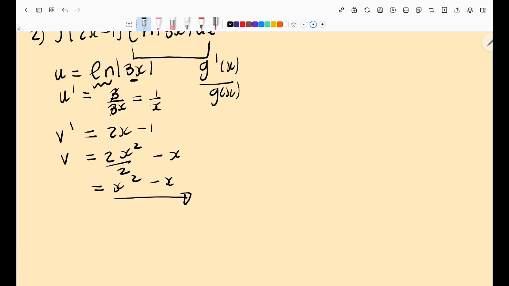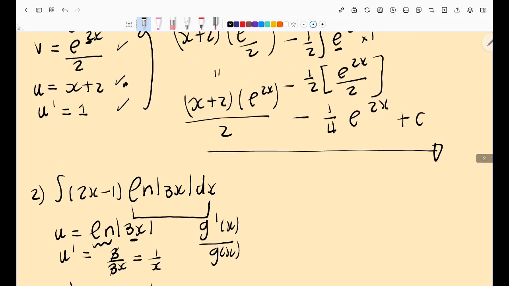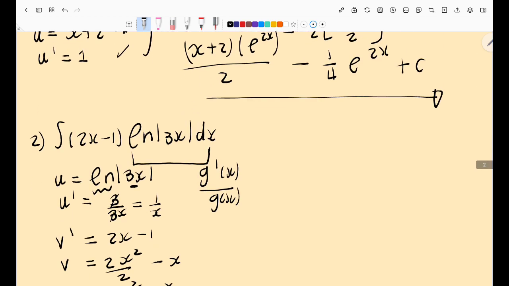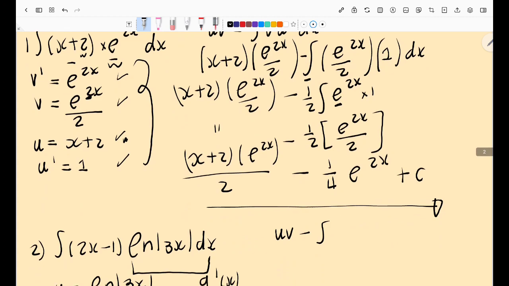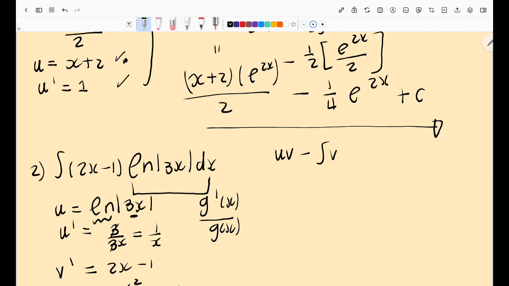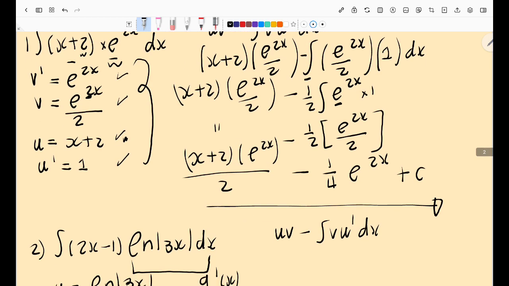Now we have all our 4 variables. What's the next step? To use the rule, right? The rule says uv minus the integral sign v times u1 dx. Let's just confirm. Yes, that is the rule.